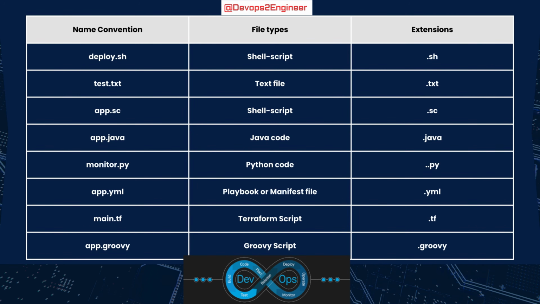App.java is Java code. Monitor.py is Python code. App.yml is playbook or manifest file. Main.tf is Terraform script. App.groovy is Groovy script.